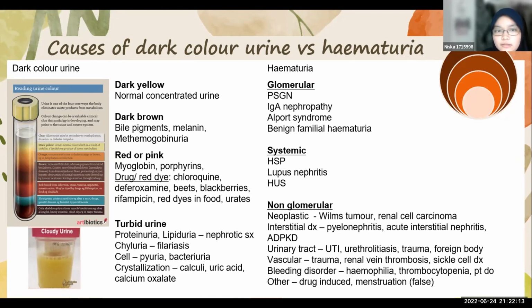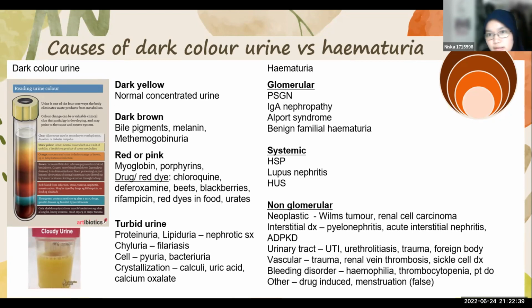For hematuria, we can divide it into gross and microscopic hematuria, or it can be confirmed by the dipstick test. So hematuria is when there is the presence of blood in the patient's urine, and it can be caused by any organ along the urinary system. It can be divided into glomerular and non-glomerular.